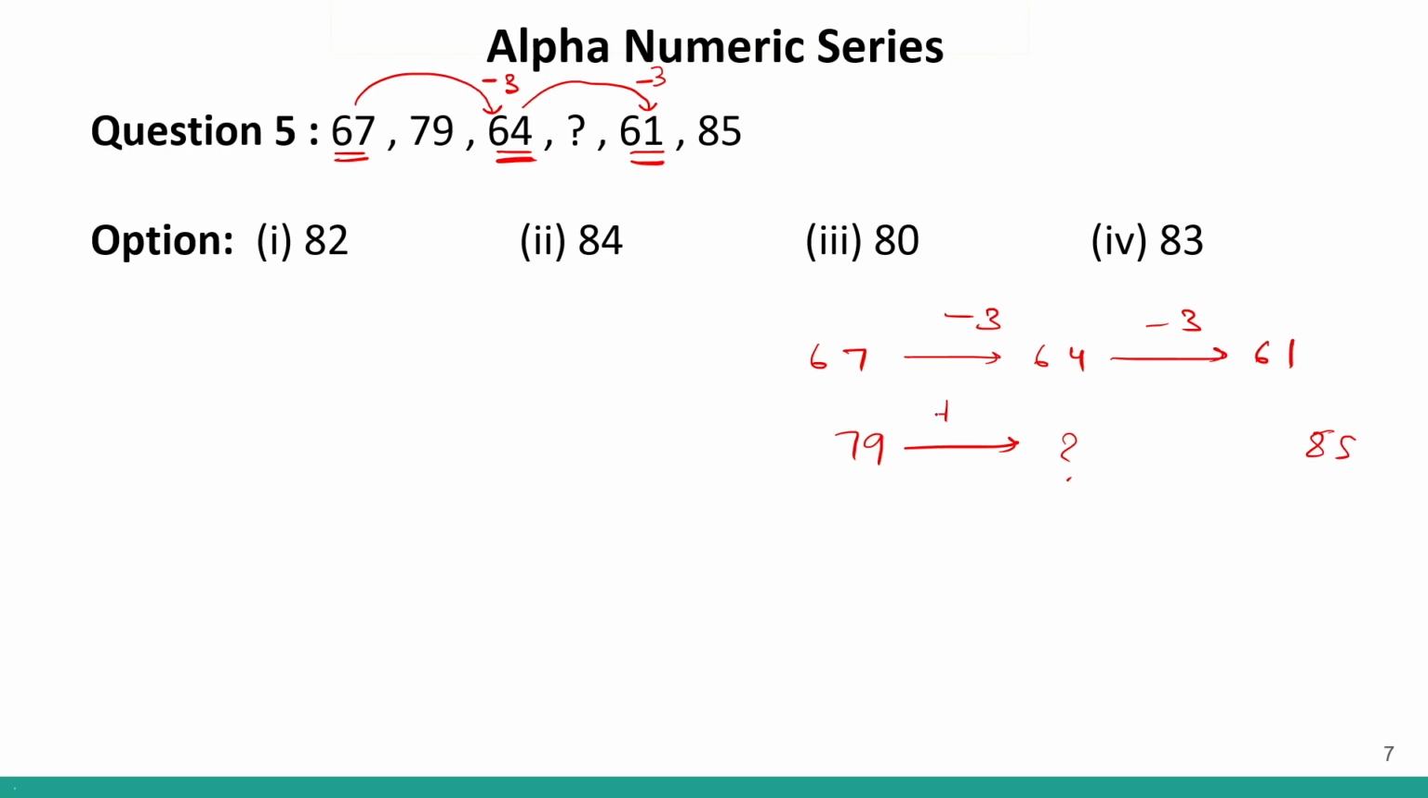So if I add 3, I'll get 82. And if I add 3, I'll get 85. So in place of this question mark, if we have 82, this also becomes a series. This is an addition of 3 and this also becomes an addition of 3. So this is basically a combination of two series. So the missing number is 82. This is given in option number 1. So option number 1 will be the answer to this question.